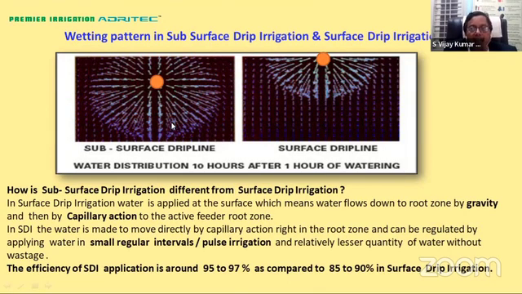It is like when a person is admitted in a hospital and is given saline or drips directly. That is the effectiveness. So there is no wastage at all. Even the small evaporation loss that happens on the soil surface is totally avoided, and the efficiency is as high as 95 to 97%.